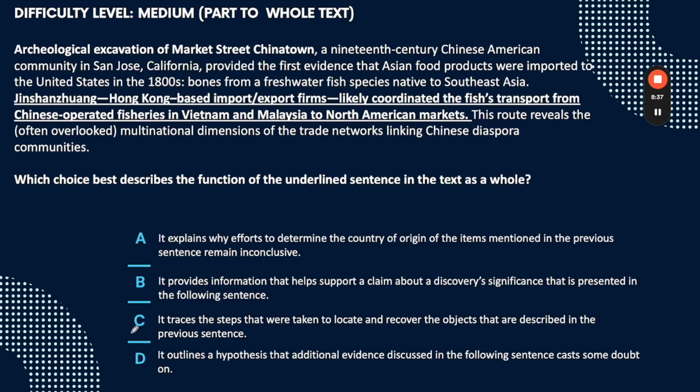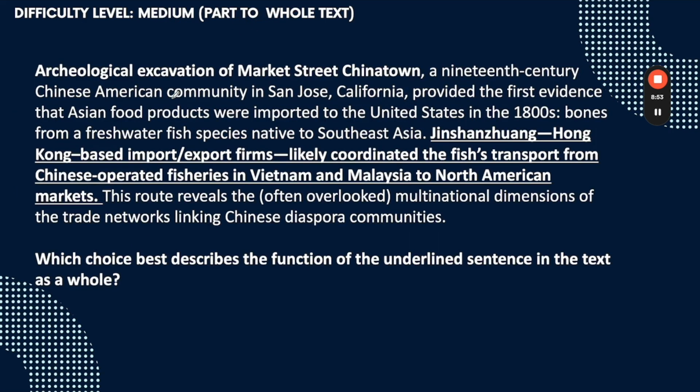Let's see the next question, and this is part to whole text and the difficulty level is medium. Read the question stem. Which choice best describes the function of the underlined sentence in the text as a whole? Function of the underlined sentence means we are dealing with a part to whole text type. Let's go ahead and read the text now.